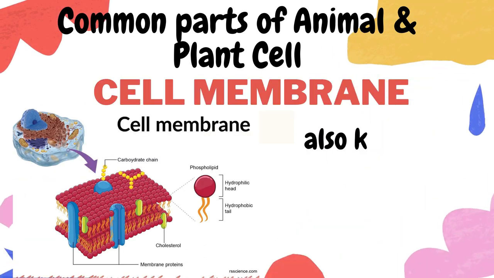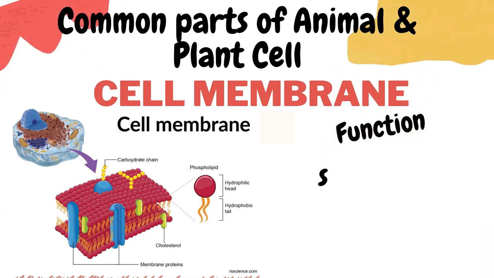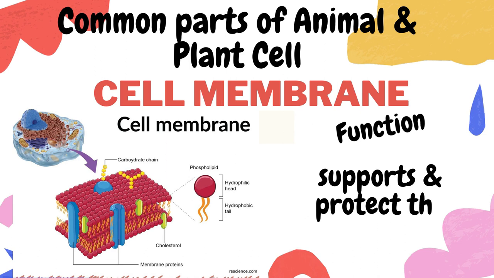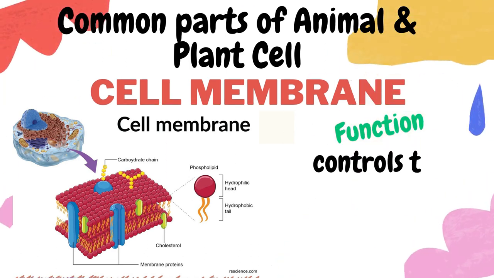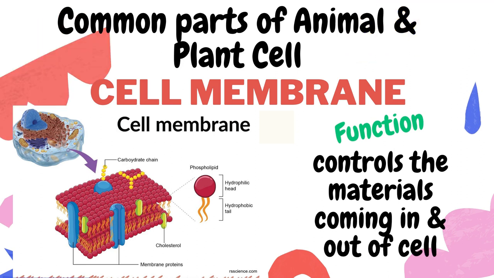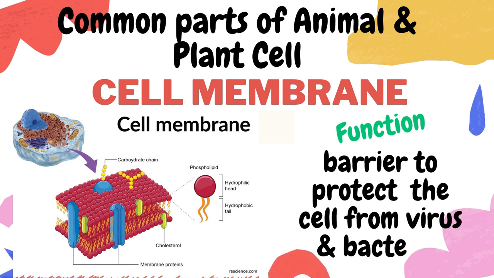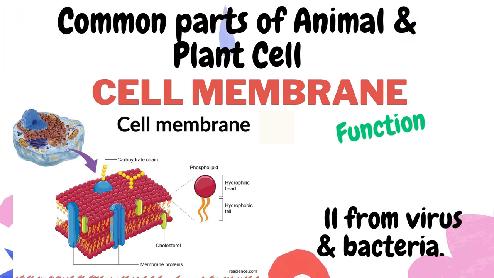The next part is the cell membrane, also called the plasma membrane. It supports and protects the cell. Also, it controls the materials coming in and out of the cell. And lastly, it serves as a barrier to protect the cell from viruses and bacteria.